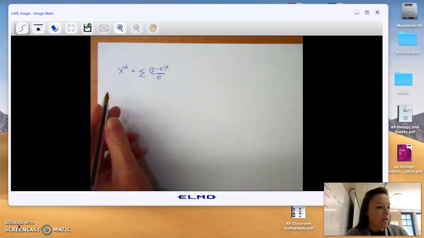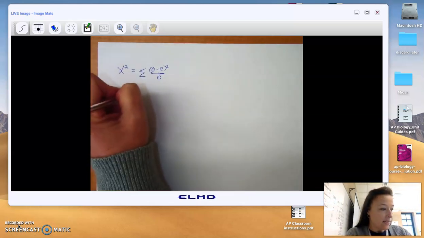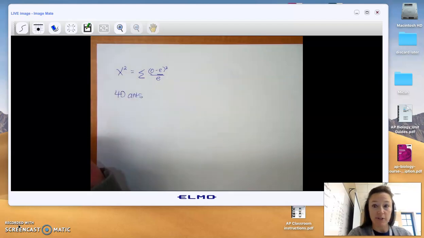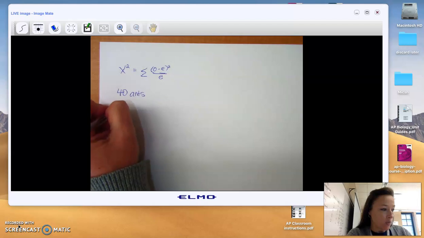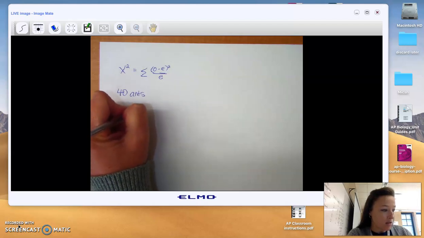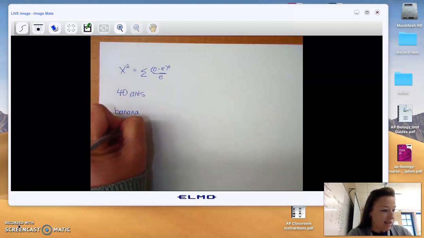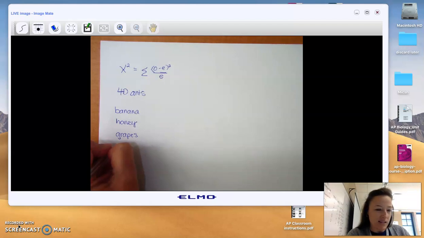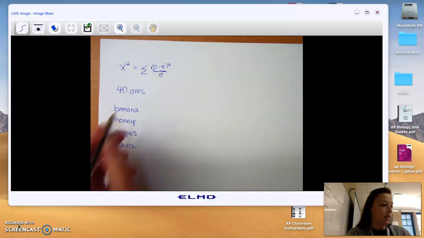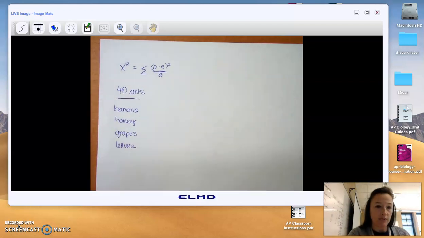Okay, so let's say that we have 40 ants. Not my favorite critter, but we'll go with it. And we want to know if they have a preference when we offer them banana or honey, because that's kind of like nectar in a flower. Maybe give them some grapes, because that's a sweet fruit. And then something not sweet, let's go with lettuce. Okay? And so we want to know, do these 40 ants have a preference over these foods?